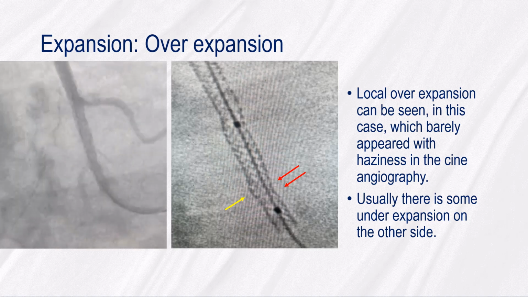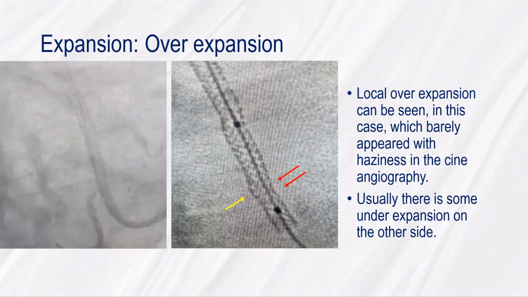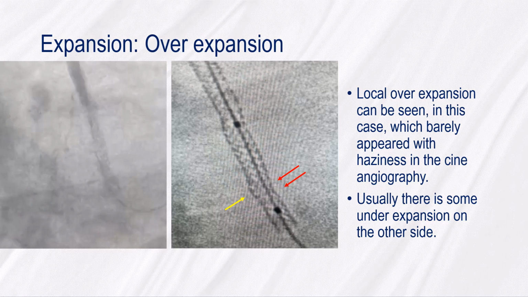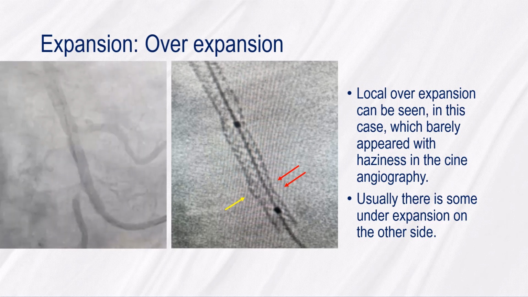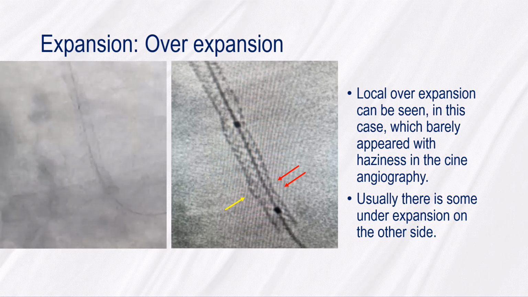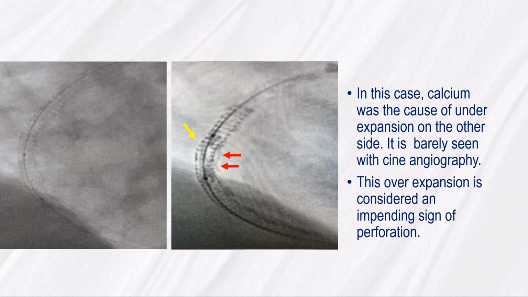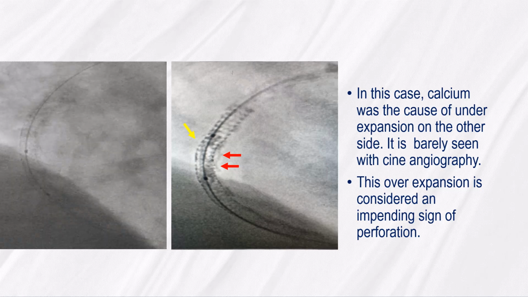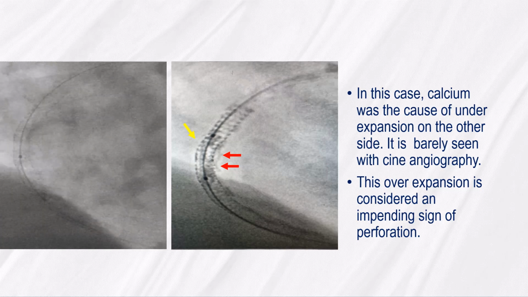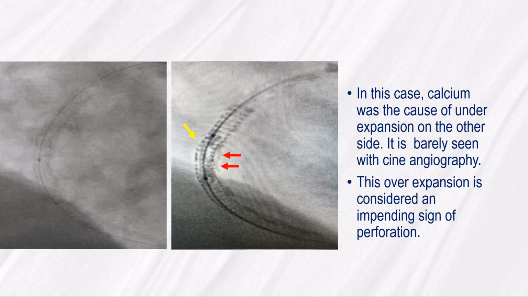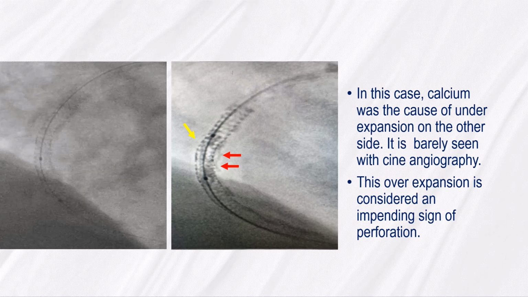Local overexpansion also may be seen. In this case, it barely appeared with haziness in the cine angiography. Usually there is some underexpansion on the other side. Calcium was the cause of underexpansion on the other side. This overexpansion is considered an impending sign of perforation.